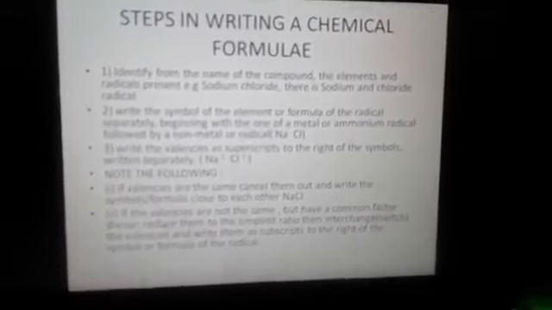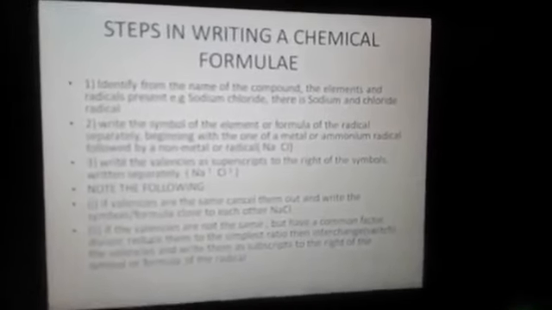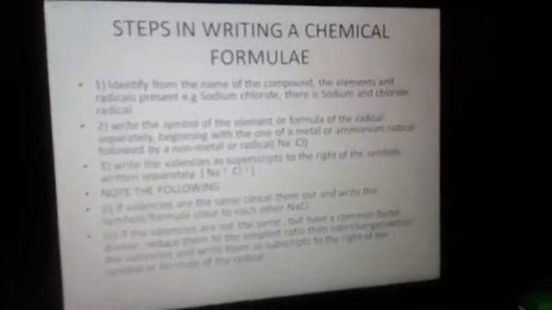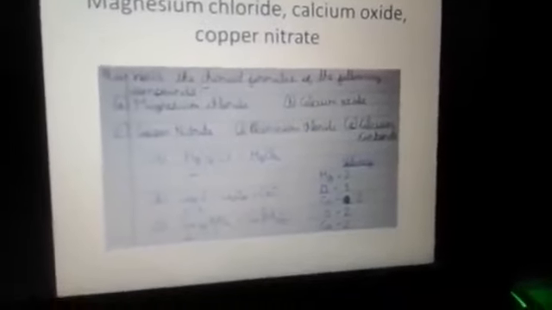Steps in writing a chemical formula. Identify from the name of the compound the elements and radicals present. For example, sodium chloride: there is sodium and the chloride radical. Write the symbol of the element or formula of the radical separately, beginning with the one of the metal or ammonium radical, followed by a non-metal or a radical. Like if you talk about sodium chloride, start with sodium, which is a metal, and then the chloride comes next.